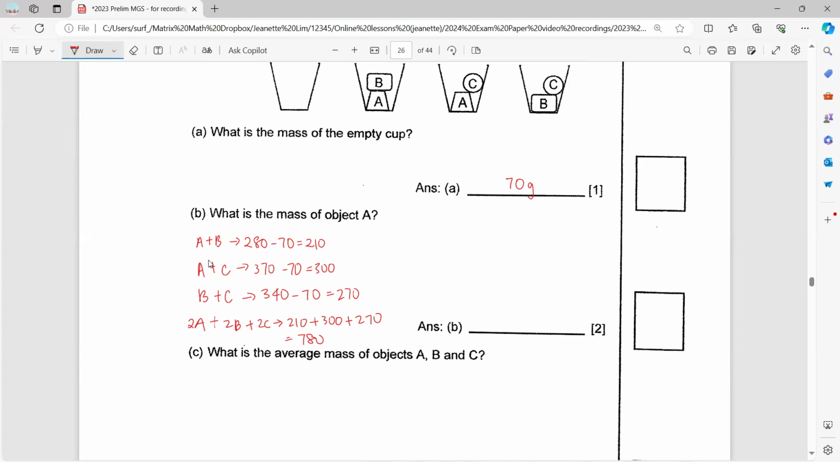Next, let's find one of each. So one of A, one of B, and one of C. So I'll take 780 and divide it by 2, which is 390. Now, if I want to find just A, I will have to remove B and C. And B and C is actually 270. So just A itself is 390 minus 270, which is 120 grams.